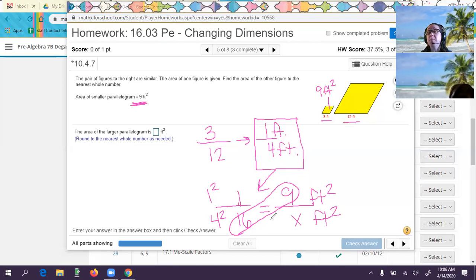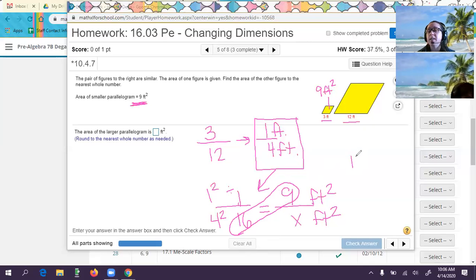Now, this is something I believe that we talked about when we were MAP testing, so we didn't talk about it a whole lot, but it's in Moodle, it's there. And if you need my help with it, you let me know and we'll set some time and go through it. But you multiply what's across from each other and divide by what's left over. So we're going to go 16 times 9 and divide by 1.